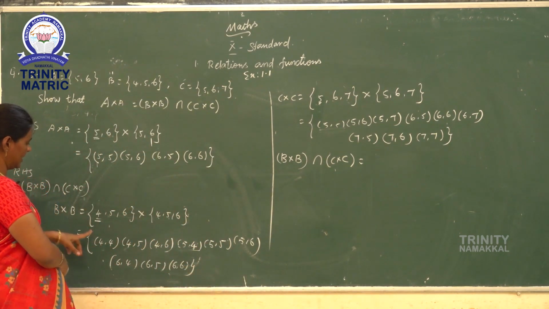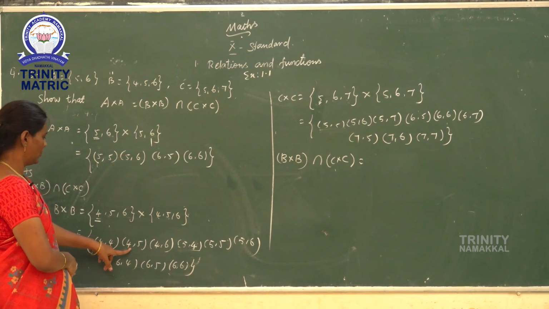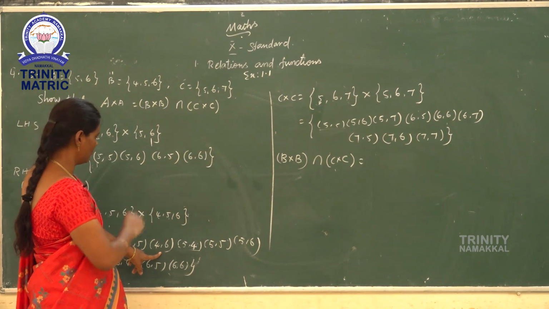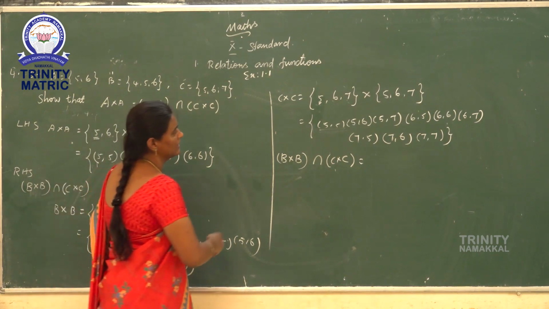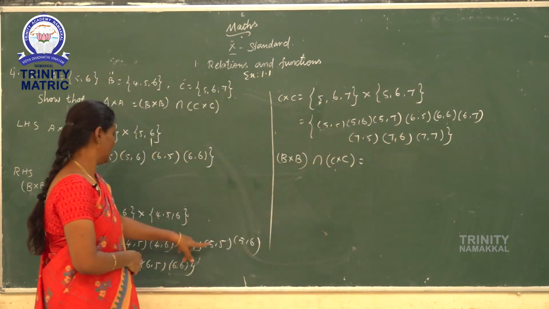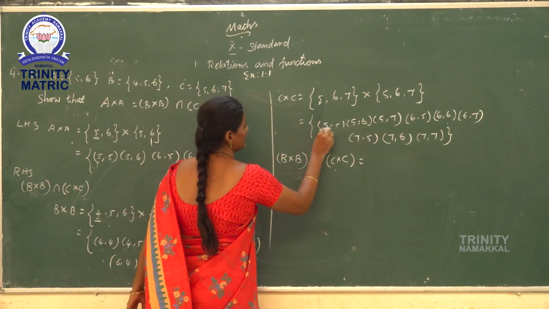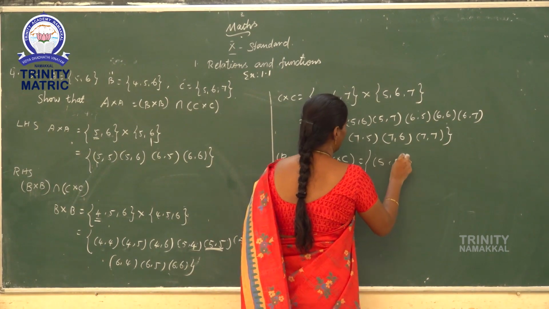See here in B cross B we have (4, 4), but there is no (4, 4) in C cross C. (4, 5), there is no (4, 5). (4, 6), there is no (4, 6). In the set B cross B we have (5, 4), there is no (5, 4) here. Here (5, 5). So in the set C cross C we have (5, 5). So we write the common element (5, 5).